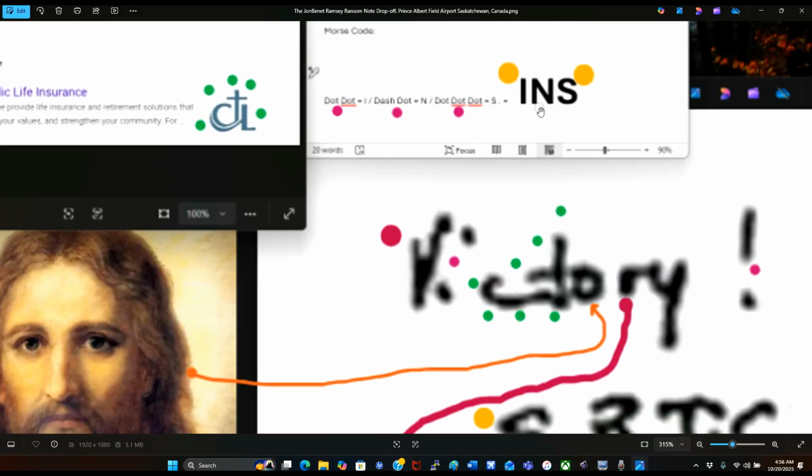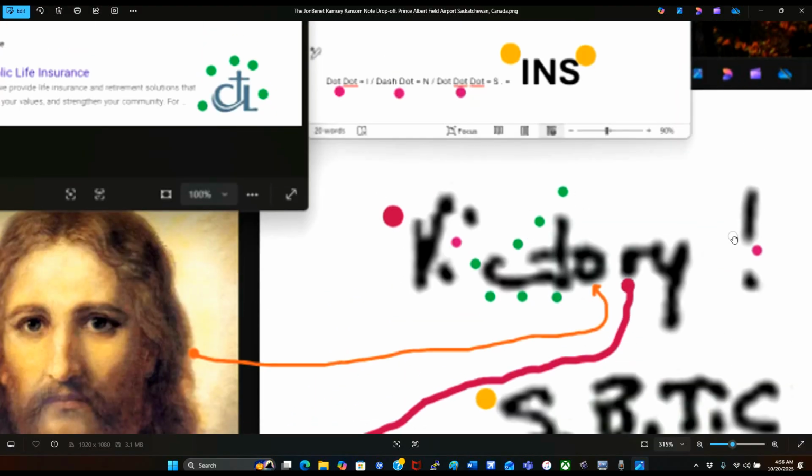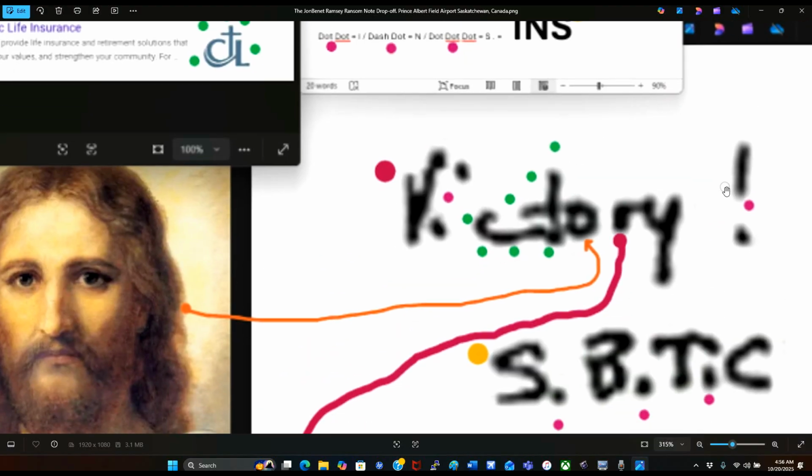So INSS. INSS. That could be an anagram, right? Be pretty hard to figure out, but so what are we working with here? We have the premise that it's Albert Lee Terry Jr., right? That's his name.